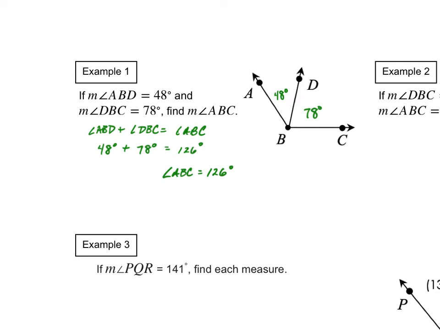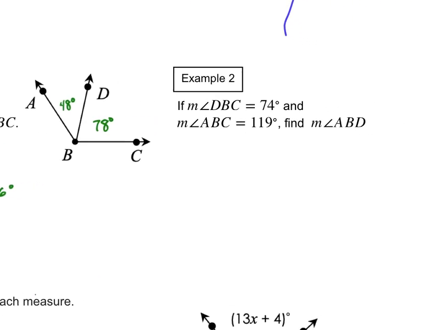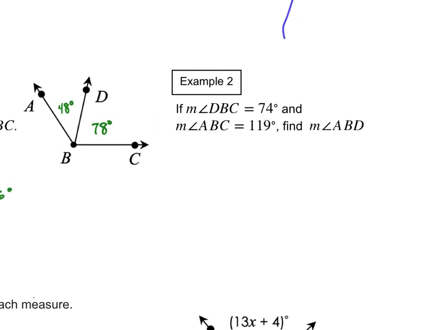Again, practice. We can't fast forward and not have practice. So that's why we created our equation based on our definition. We did some substitution and combined like terms and came up with an answer. So looking at number 2, it says if angle DBC is 74 and angle ABC is 119, what is ABD?